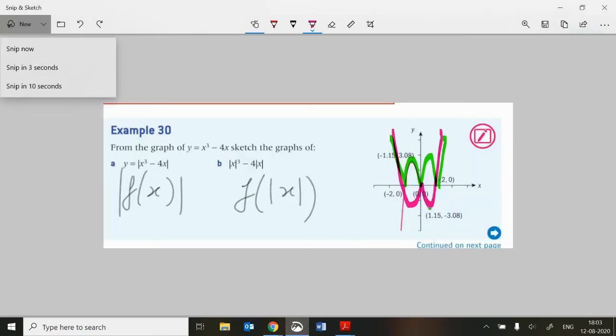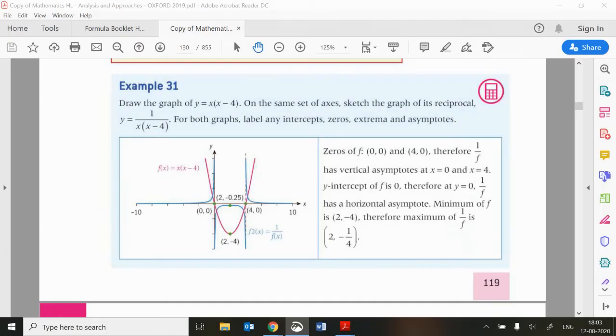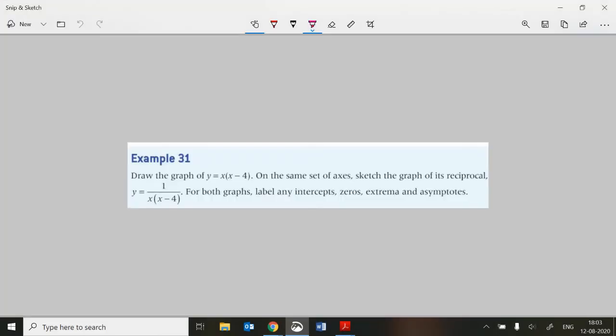So let's take example 31. Here we go. It says you can use a calculator for this as well, which is nice. It says draw the graph of y equals x and x minus 4.